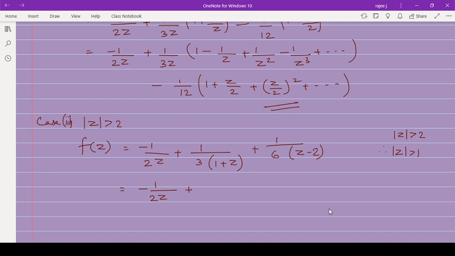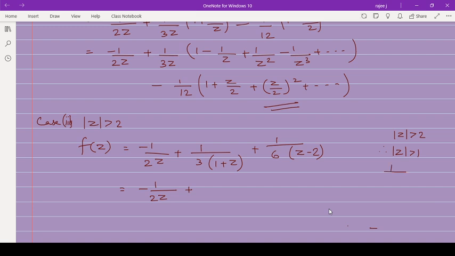If mod z is greater than 2, suppose 3 is greater than 2, or say another bigger number, 5, is greater than 3, then obviously 5 will be greater than any number less than this. 5 will be greater than 2 also, or greater than 1 also, because 5 is greater than 3. 5 is greater than 3 means 5 will be greater than any number below that. So if mod z is greater than 2, obviously mod z will be greater than 1.